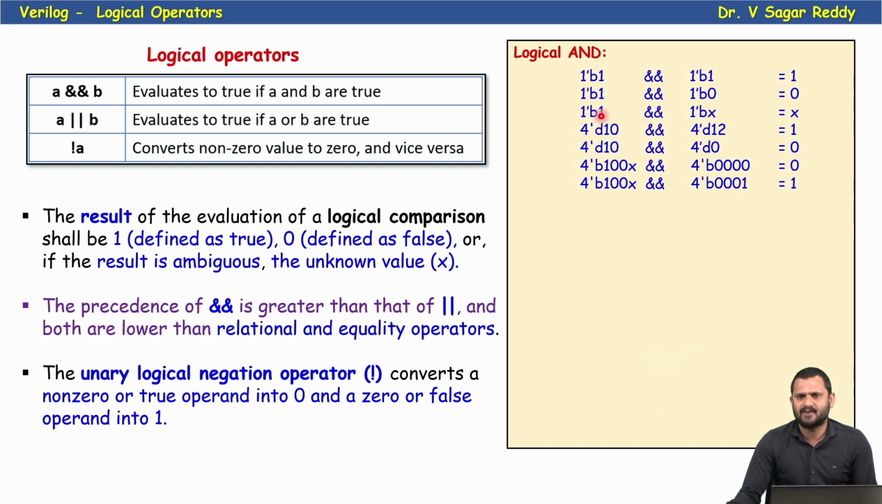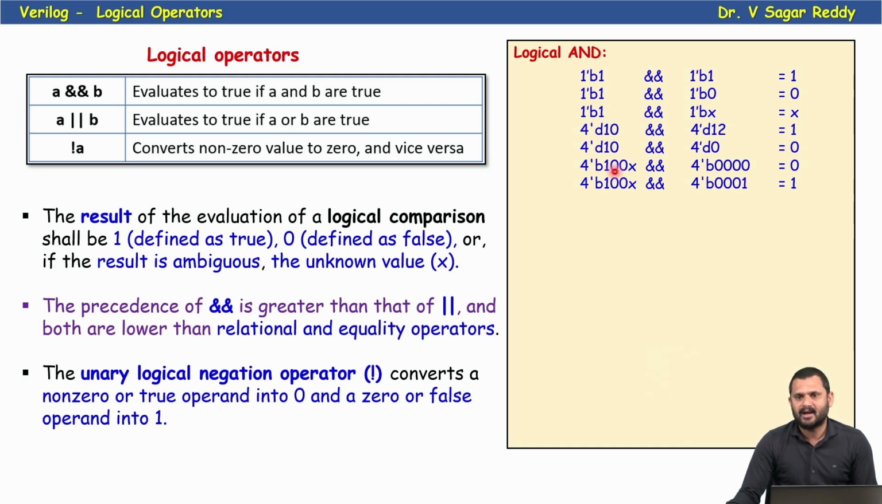One operand is 1, another operand is x. If any operand is x, the result is based on that operand: if it is 0, the output is 0; if it is 1, 1 and 1 gives 1. So the result is unknown, ambiguous, and we represent it as x. Now 10 and 12, both are non-zero, both are true, so the result is 1. 10 and 0, one operand is 0 in logical AND, so the result is false, represented as 0.